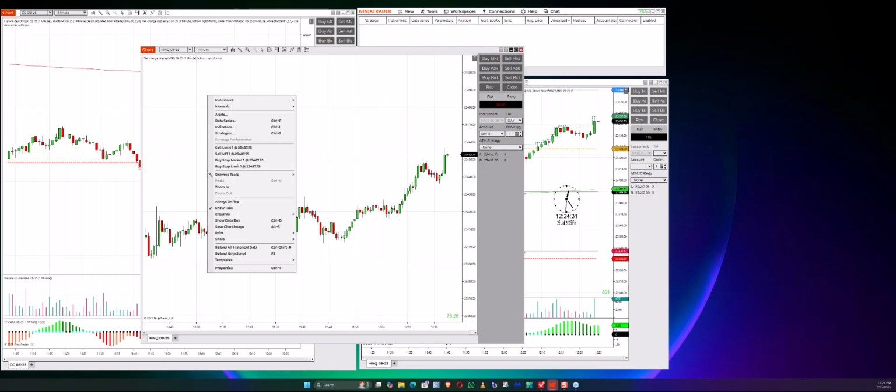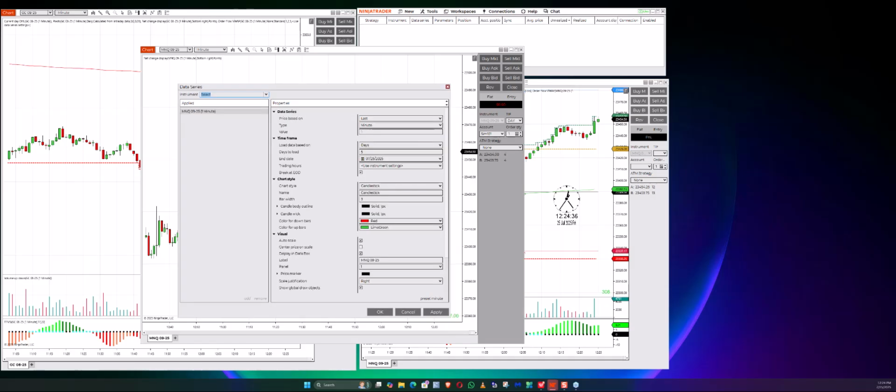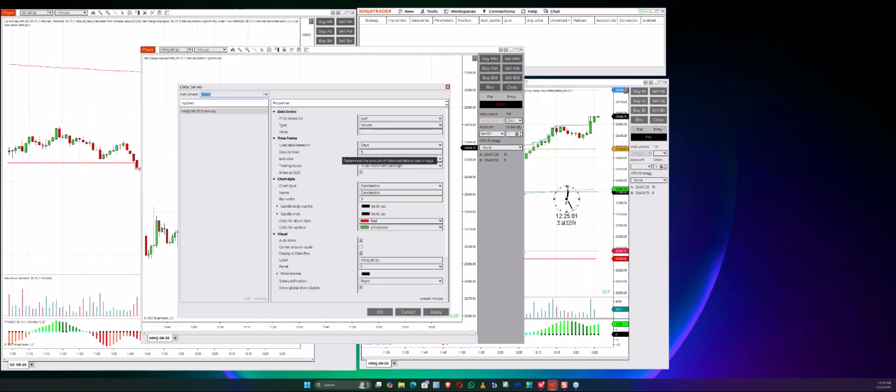Because when you right-click the chart and click on Data Series, and you look at trading hours, the trading hour template, the default is use instrument settings. When we first created the chart, this was the screen we got when we put it on a 1-minute chart. Trading hours is a default setting of use instrument settings. That default setting calculates your indicators from when the markets reopened at 6 p.m. previously.